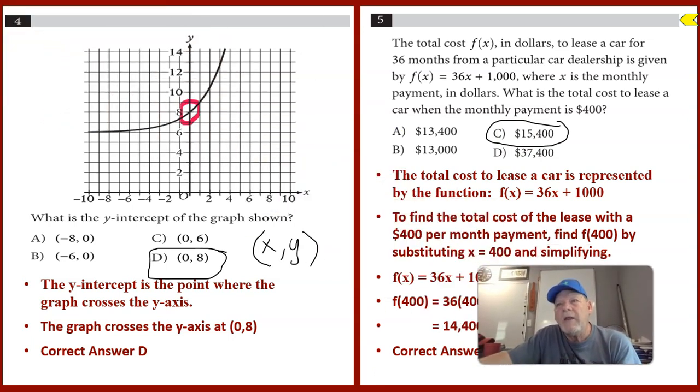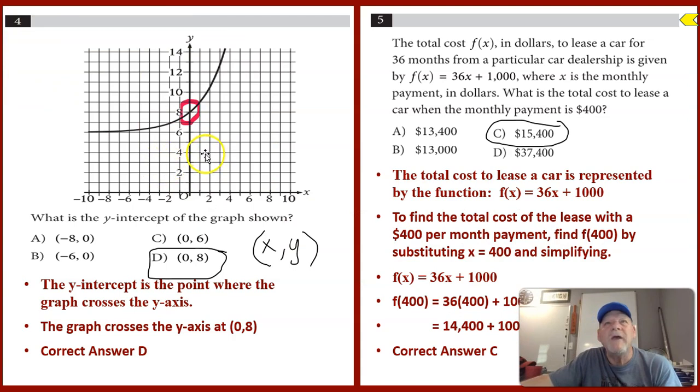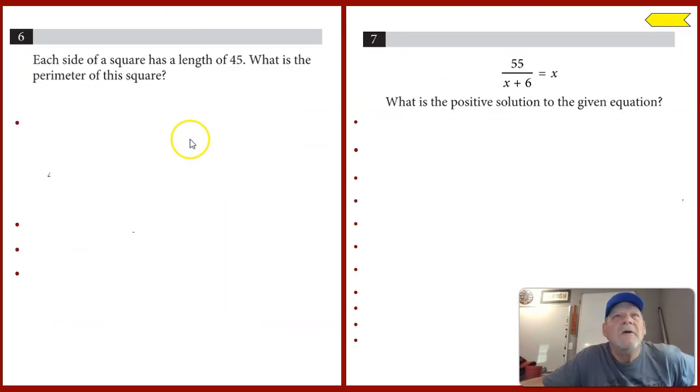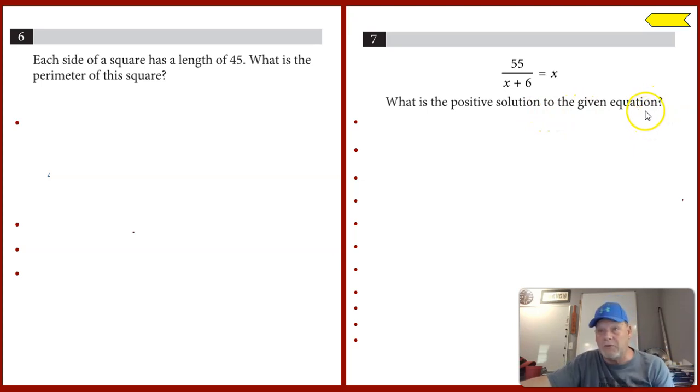So we'll go ahead and continue with 6 and 7. You can pause this after you read both of these. Number 6, it's not too bad of a problem. Each side of a square has a length of 45. What's the perimeter of the square? And then 7 is 55 over x plus 6 equals x. What's the positive solution of the given equation? In other words, it has two solutions, and one will be positive and one will not be positive. So pause this now and work them out.